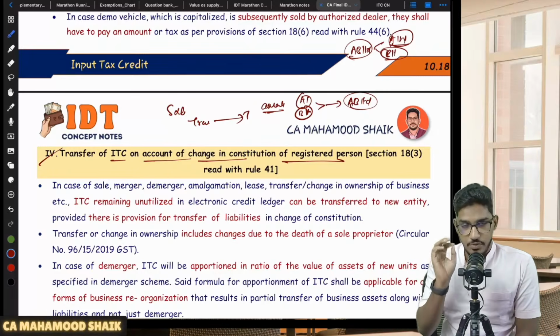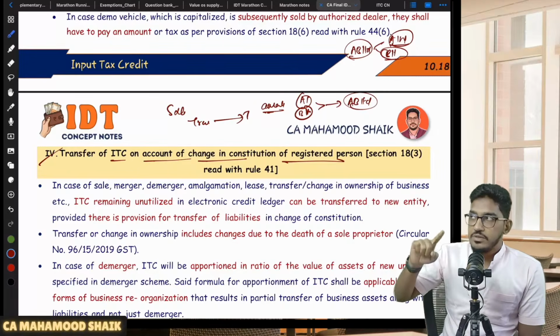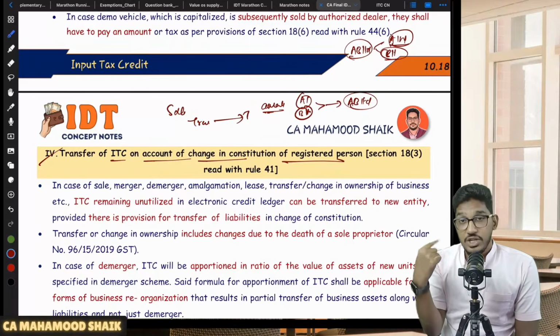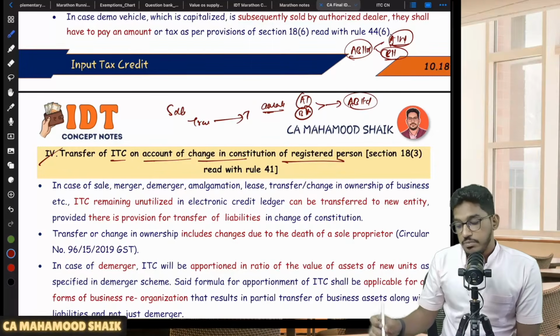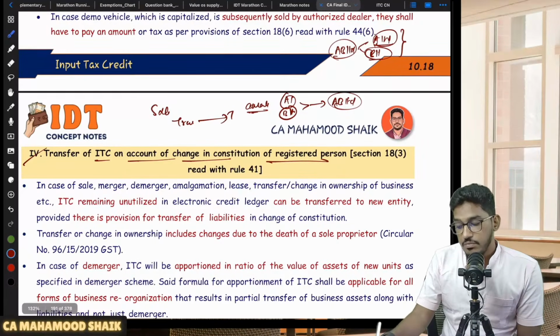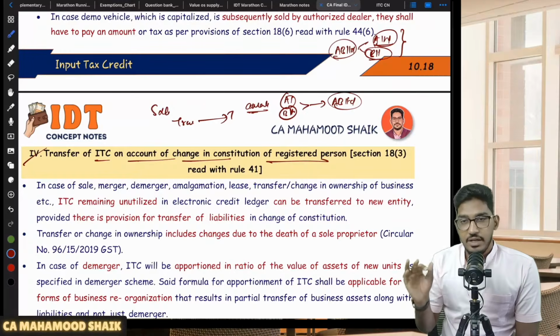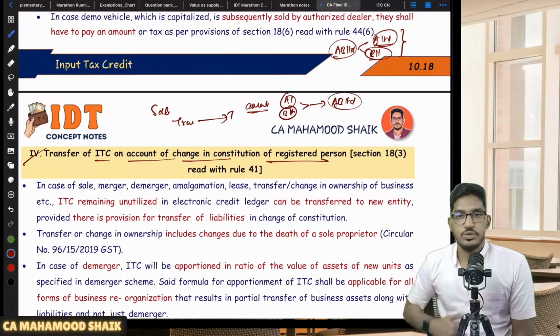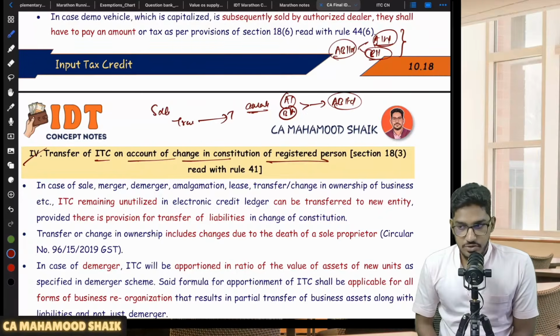In case of demerger, this point is very important. Whatever ITC is lying in the electronic credit ledger can be transferred to the resulting entities, in the ratio of value of assets. But one important point you have to remember: this transfer will be permissible only when transferee and transferor both are within the same state. If both are in different states, then transfer will not be possible.